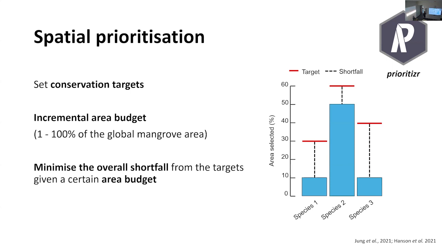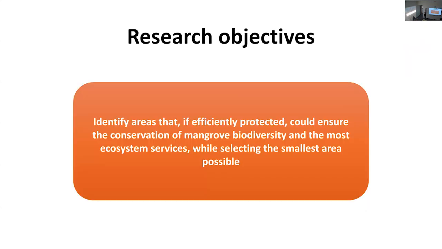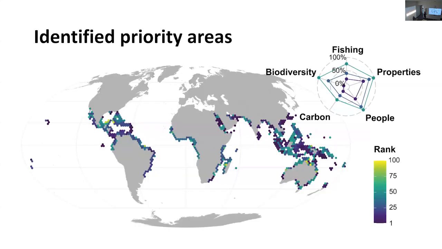And also we were including the ecosystem services as a feature, and the target for all those was set as 100%. So every time trying to minimize the shortfall, the algorithm was trying to maximize the ecosystem services provision. So what we wanted to do was trying to identify those areas that, if efficiently protected, could ensure the conservation of mangrove biodiversity and of the most ecosystem services while selecting the smallest area possible. That's why we're using the area as a cost.